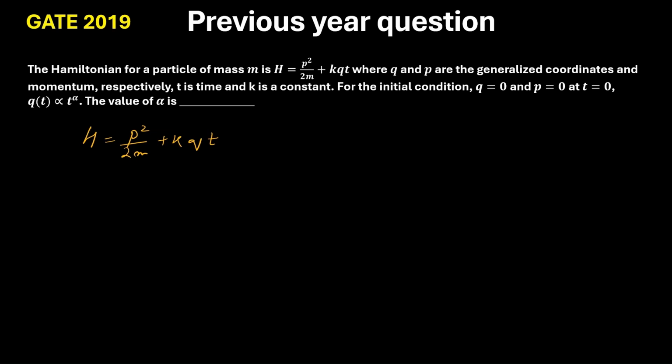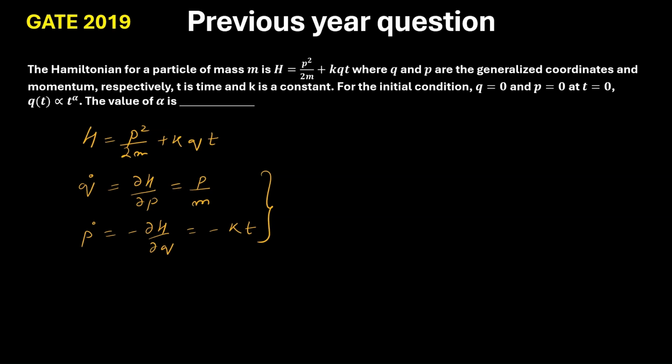Now we will find the equations of motion. So q dot will be equal to ∂H/∂p, so this becomes p by m. Similarly, for p dot, it is minus ∂H/∂q, so this becomes minus k t. These are the equations of motion.